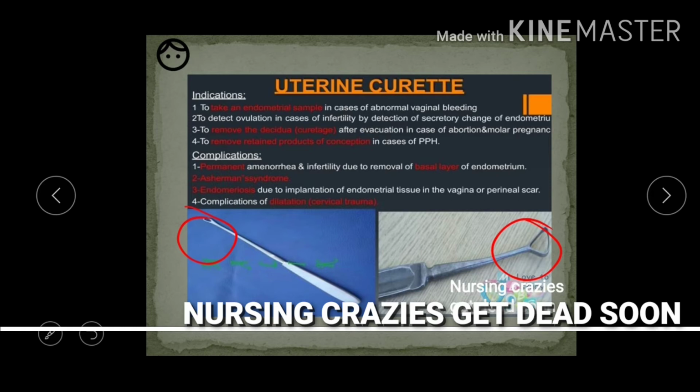Then the fourth indication is to remove retained products of conception in the case of PPH. So if the client is having the PPH that is due to the retained bits of conceptus, in that case we are using the uterine curettage. Then what are the complications of this uterine curettage?